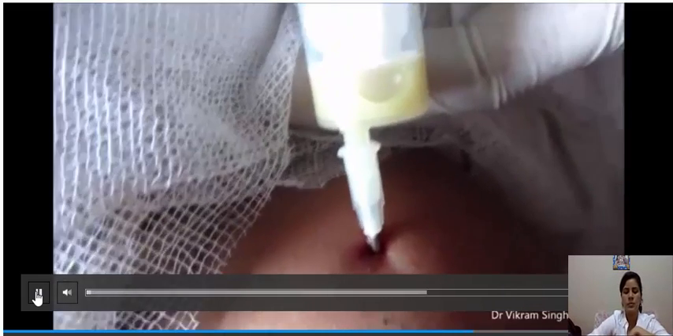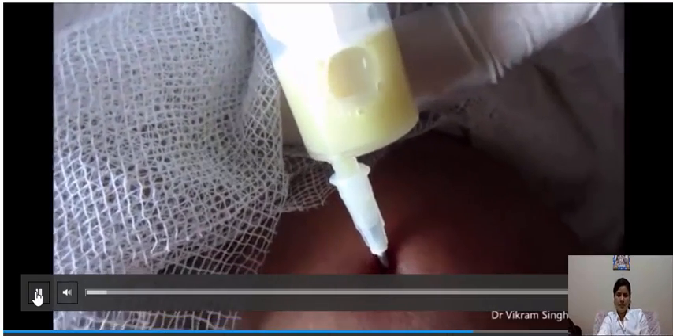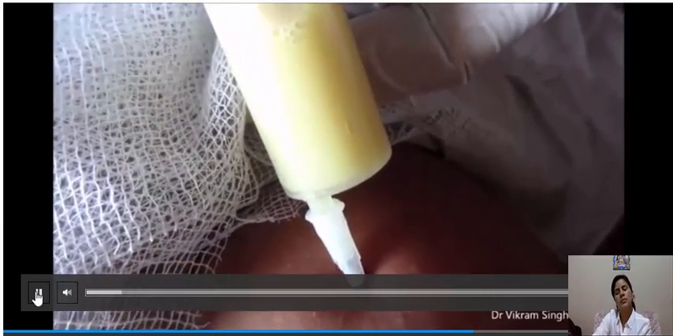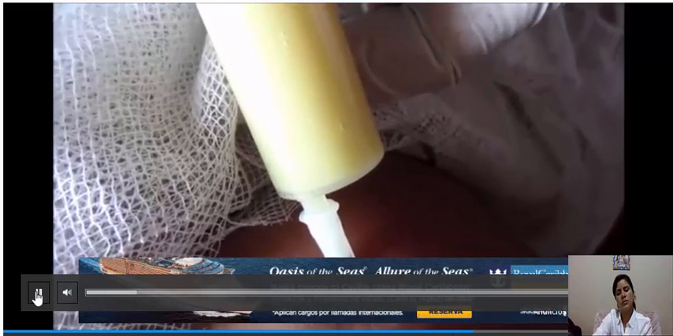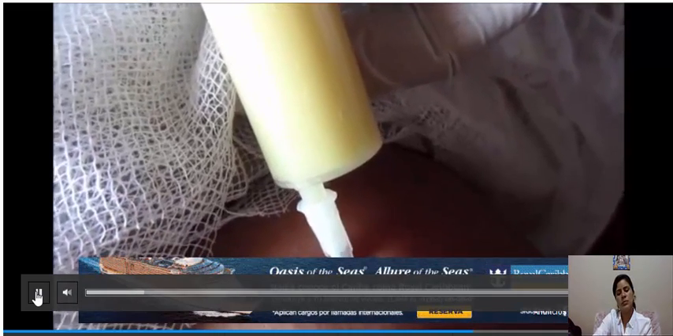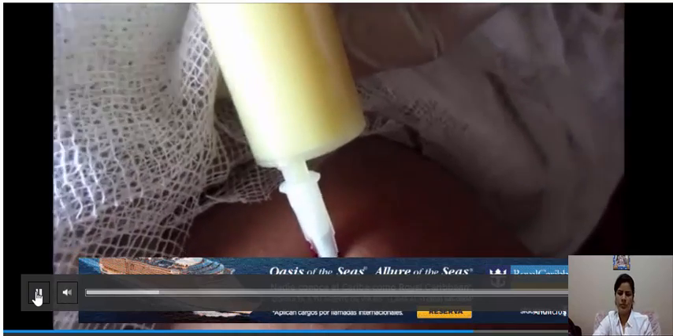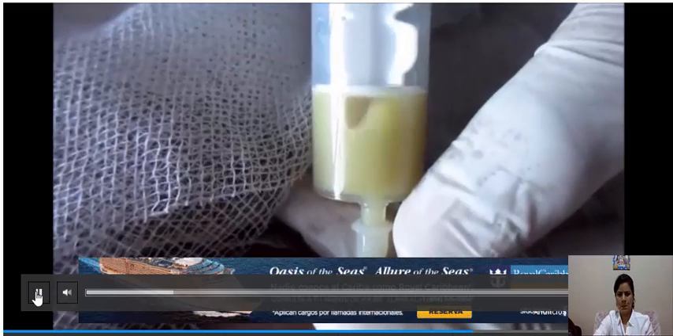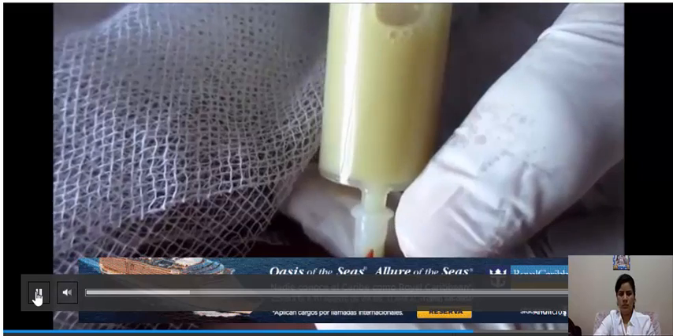Hi friends, here this is the thigh region of the candidate, and there was a quite big swelling present over there. It was firm in consistency, and when aspirated we found pus over there, but there were no signs of any inflammation. Such kind of abscess is known as cold abscess, where the signs of inflammation are absent.